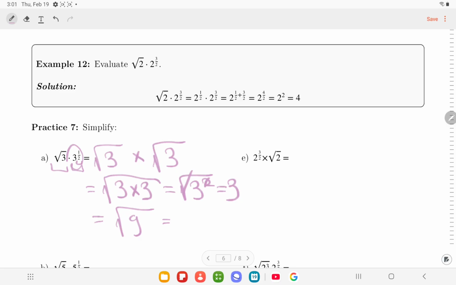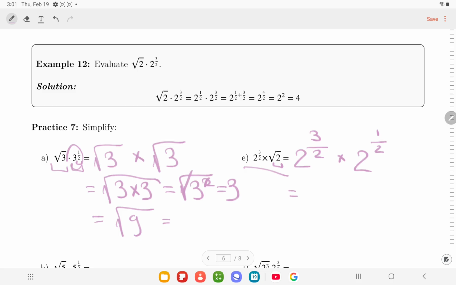Now, this is one way to do it, where you convert the exponents into roots, or you can convert the roots into exponents, which we're going to try here. So here we have 2 to the power of 3 over 2 times the root of 2. Now, how do we write the root of 2 as an exponent? Well, we have 2 as the base because it's the thing inside the root, and since this is a square root, it would go to the power of 1 over 2.